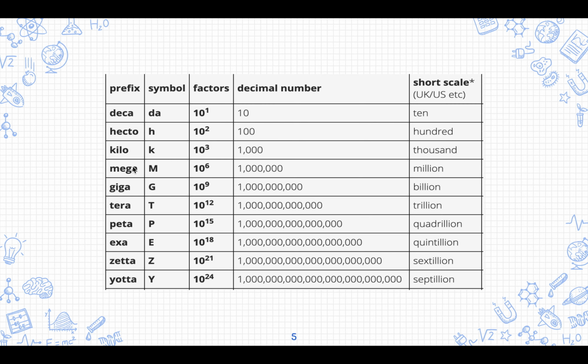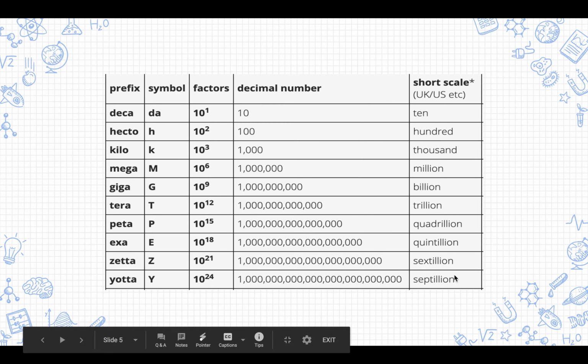As we talked about before, mega is 10 to the 6th, which would be a million. Giga is 10 to the 9th, 1 billion. And if we notice a pattern here, every time we're going up, there's an increment of 3 in the exponent. So it'd be 10 to the 3rd to 10 to the 6th. We're increasing by 3 place values. 10 to the 9th, you're increasing by 3 again, all the way up to a septillion.